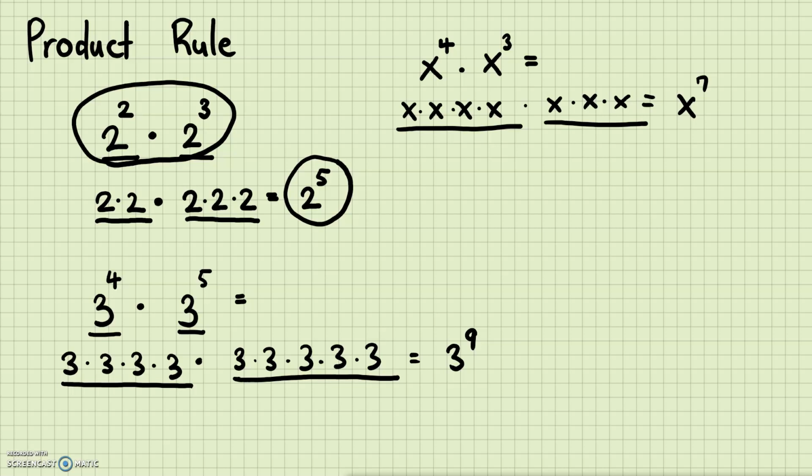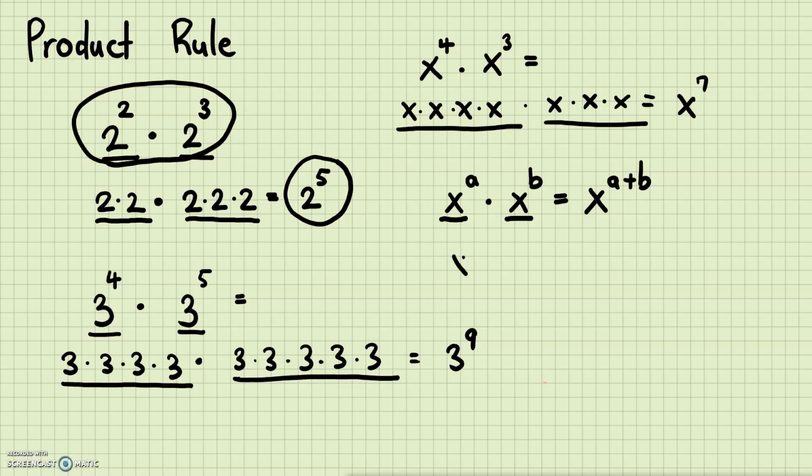So the general rule then follows. If we have x to the power of a, where a is any number, times x to the power of b, where b is any number, that is going to result in x to the power of a plus b. Now notice one important thing here is that the bases need to be the same. They both have a base of x.